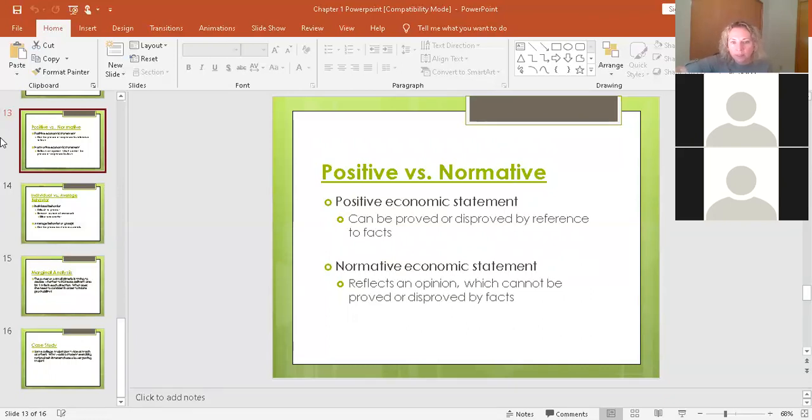So positive economic statements have some sort of factual basis, statistics, numbers, and normative economic statements are those opinions, those theories that are really based more in opinion than in fact. We'll try and stick with positive economic statements in this class, although you each have a normative economic opinion and could each make a normative economic statement about just about anything, right?